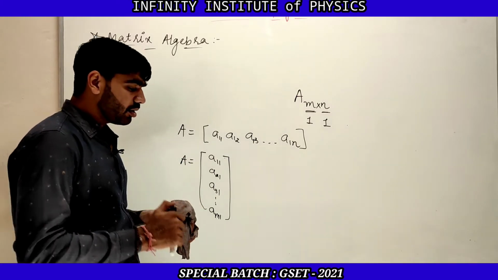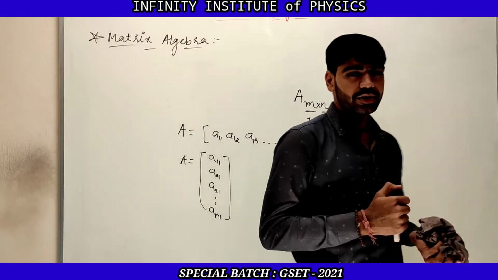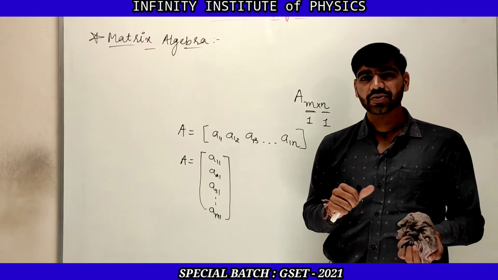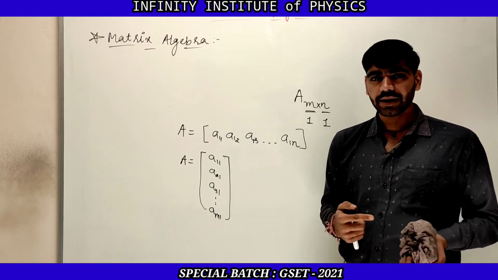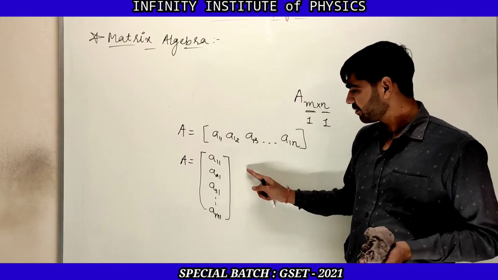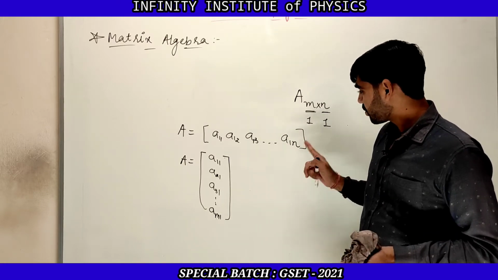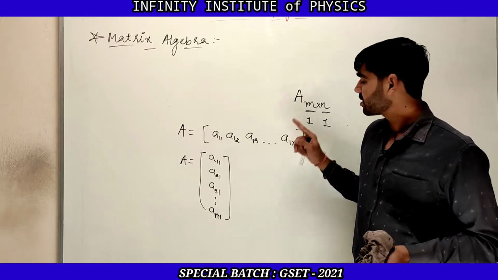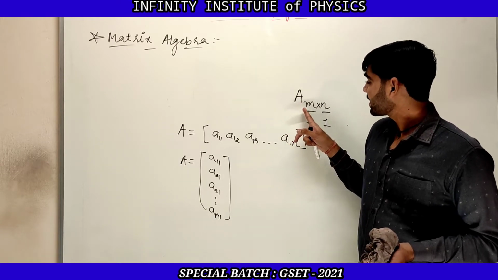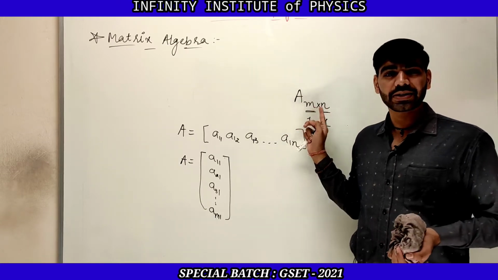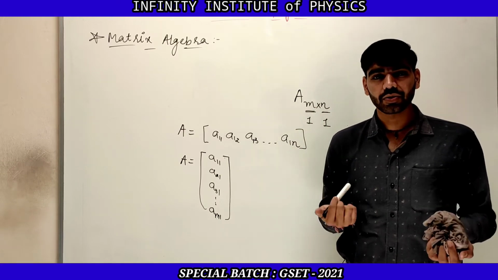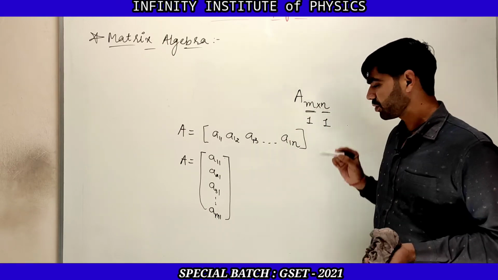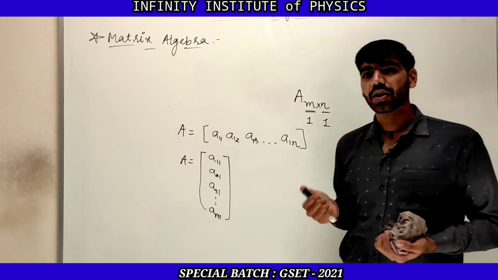So again, let us repeat the definition. A row matrix means a matrix which has only one row, and a column matrix means a matrix which has only one column. So this is a row matrix and this is a column matrix. And in general, if A is an m by n matrix, and we take m equal to 1, then it reduces to a row matrix, and if we take n equal to 1, then it reduces to a column matrix.